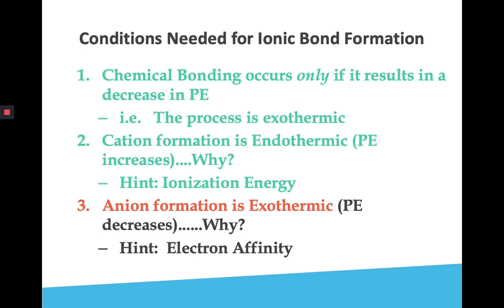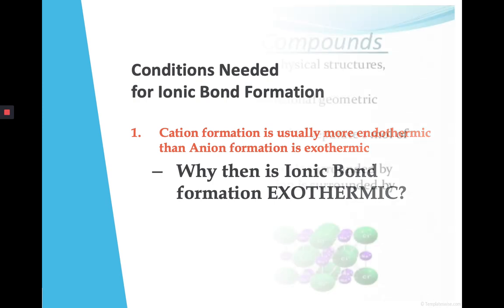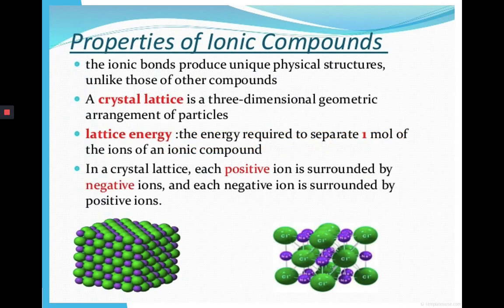Okay, so how can this happen then? Cation formation is usually more endothermic than anion formation is exothermic. So meaning the amount of energy needed to be supplied is greater than the amount of energy that was released. So why then is ionic bond formation exothermic? Why did we say that chemical bonding, or ionic bond formation, is usually exothermic? So we must add another concept there called the lattice energy.